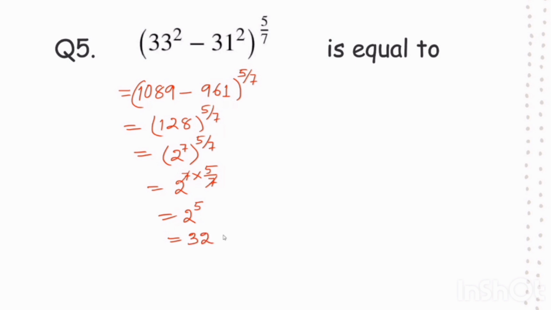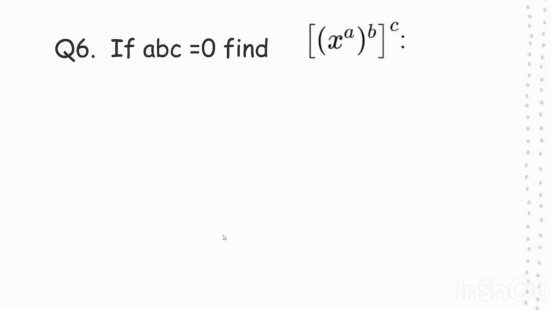This is the answer. Next, if abc equals 0, find (x^a)^b)^c. If a into b into c equals 0, that means either a equals 0, or b equals 0, or c equals 0.